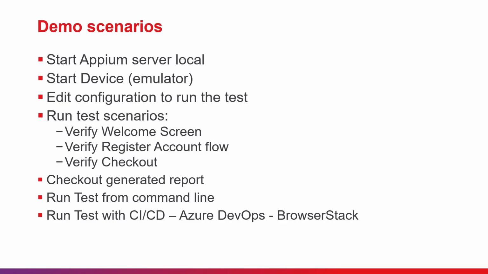Finally, we want to show a demonstration with a sample project of this framework. In the demonstration, firstly, we will show how we start the Appium server with an Android emulator. Then we will update the test configuration to execute with the target device. After that, we will run the test with 3 scenarios: verify welcome screen, verify register account flow, verify checkout flow. After execution, we will check out the generated report.